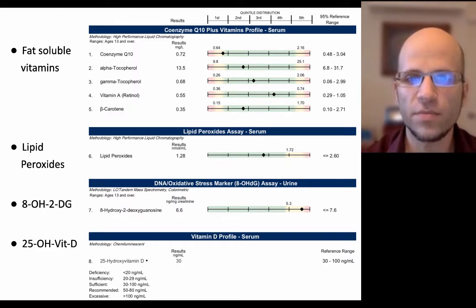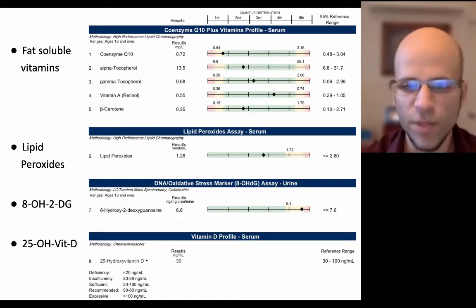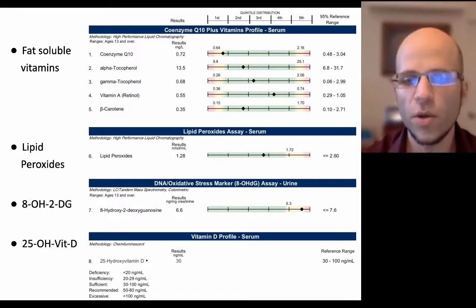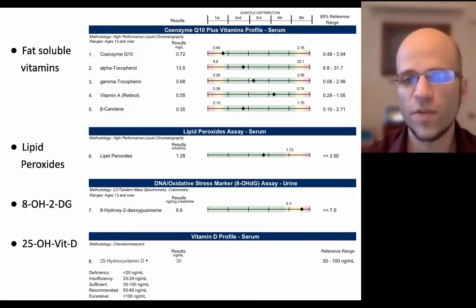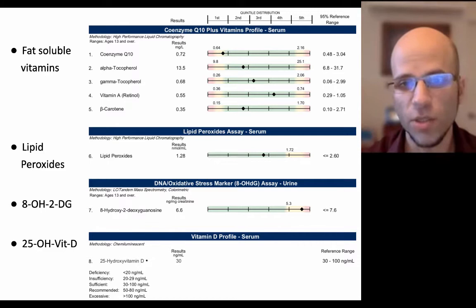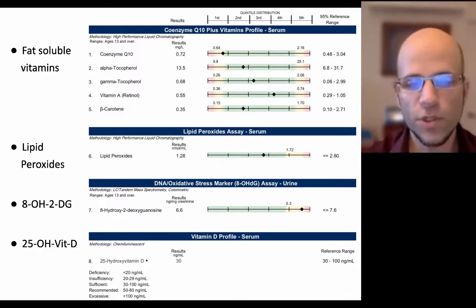So that was one of the tip-offs to corroborate that we need to support his lipid peroxides. Additionally, his vitamin D levels were super low, and I was giving him vitamin D. His 8-OH-deoxyguanosine, or 8-OHdG, was also high, so I had him on water-soluble antioxidants as well. So that's the third reason to pull someone off fish oils.